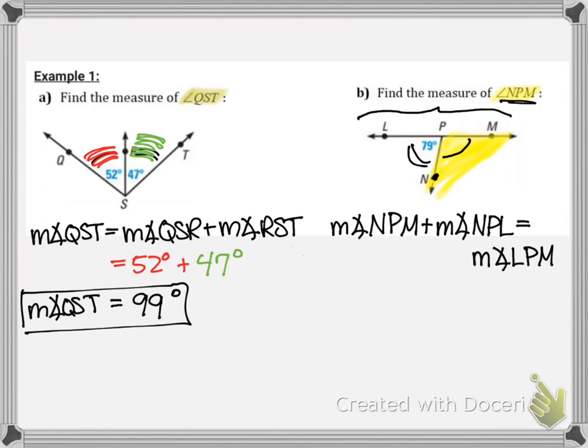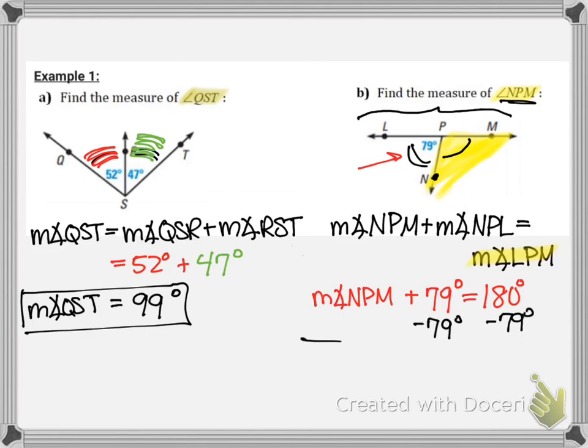So I'm going to fill in the things we know. We know LPM is a straight angle, so that is 180 degrees. We know NPL, that's what they gave us over here, is 79 degrees. So we can now use this equation to find NPM. I'm going to subtract 79 from both sides. And we get the measure of angle NPM equals 101 degrees.